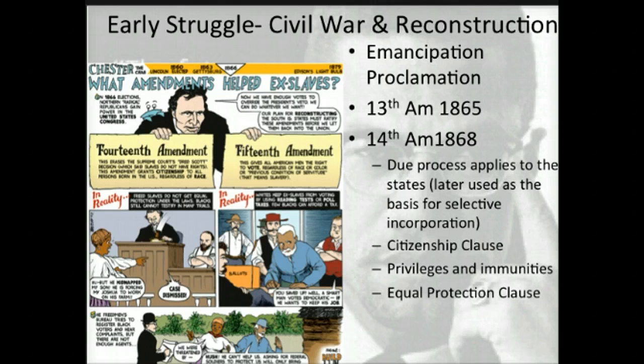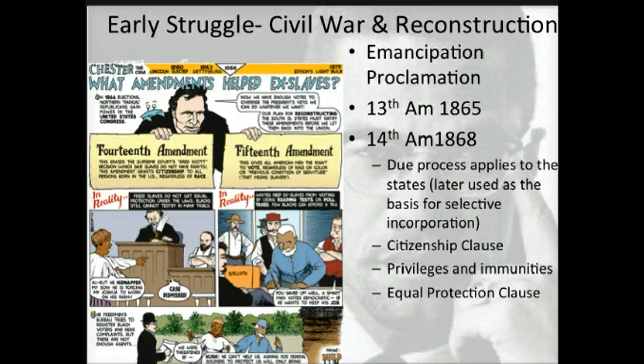Now, total incorporation seems like it would be a little bit more simple, but we have gone with selective incorporation, applying some protections of the Bill of Rights to states' actions, but not others. Another part of the 14th Amendment is the Citizenship Clause. The Citizenship Clause clearly overturned Dred Scott, because in Dred Scott, the Supreme Court said the Constitution could be interpreted to not give citizenship to slaves. So the Citizenship Clause was essential for overturning that horribly decided Supreme Court case.